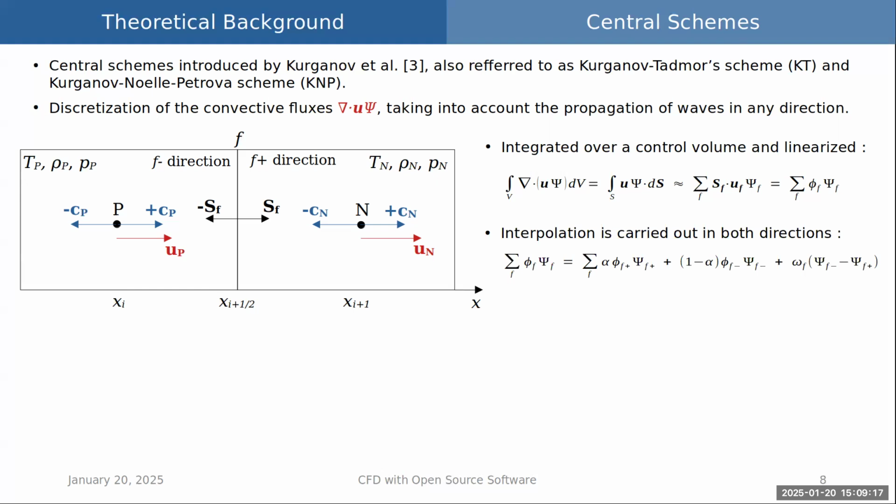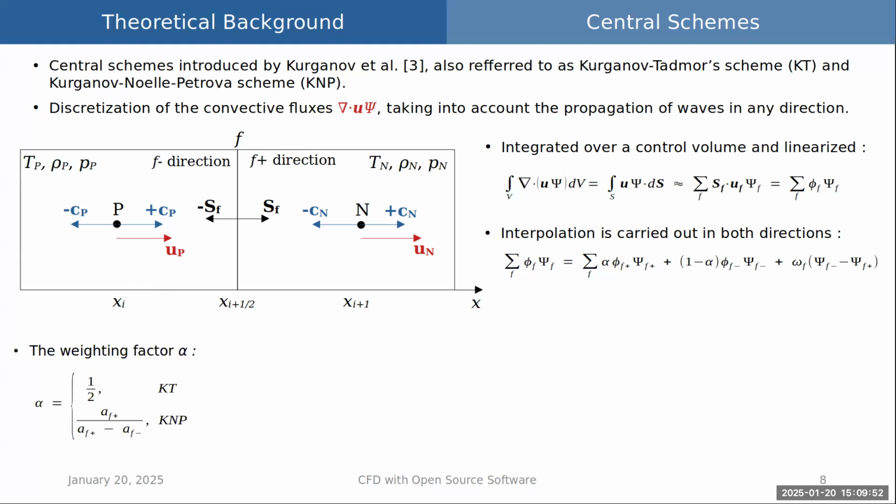Before I show you the formula for alpha and omega, you can see that here the values of P and psi are interpolated in two different ways, here indicated as f plus and f minus in the subscript. F plus means that the value is interpolated onto the face F from the P cell toward the f plus direction, while for f minus you interpolate from the N cell in the f minus direction.